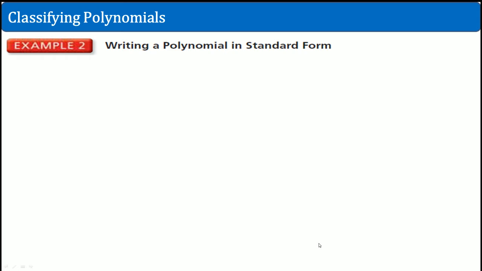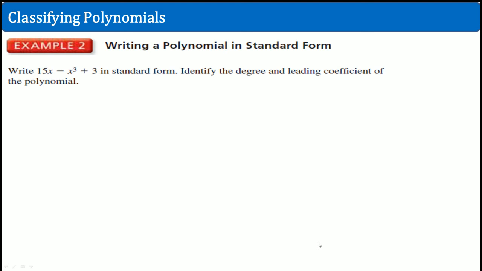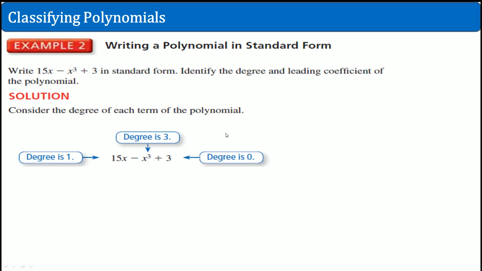Alright, example 2. Okay? You're going to write a polynomial in standard form. Here, you're going to write 5x minus x cubed plus 3 in standard form. You're going to identify the degree, then the leading coefficient of this polynomial. The reason why this is not in standard form yet is because it's not in descending power. Okay? So, we look like this has degree 1, this is degree 3, this degree 0. We want to rearrange it. So, let's rearrange it. Right? So the degree 3 goes first.